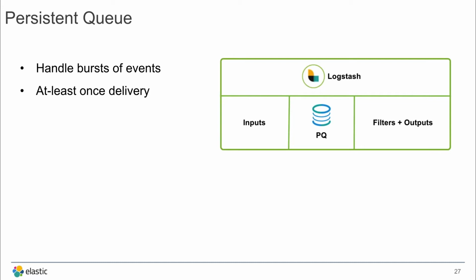The persistent queue is the most widely used. We have introduced it recently, but it has been enabled in several architectures. We even recommend doing it that way.